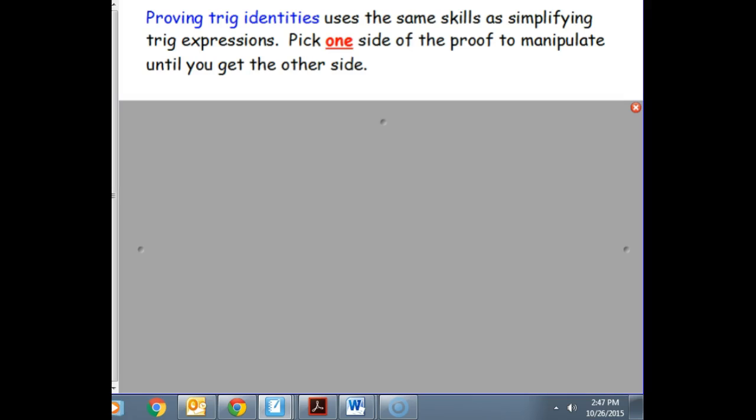Now, this is very, very important. You must pick one side of the proof to manipulate until you get the other side. You can only mess with one side. Okay? If you pick a side, that is the side that you have to actually work with. You cannot work with both sides at the same time.